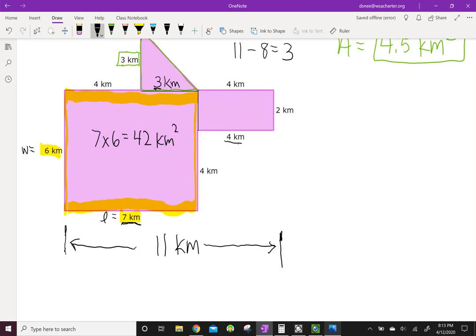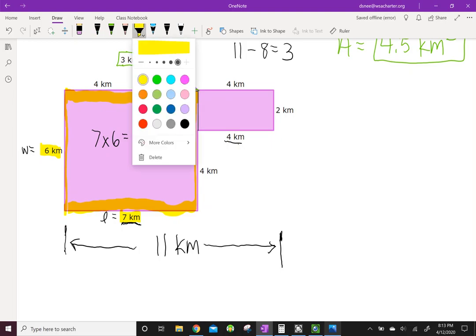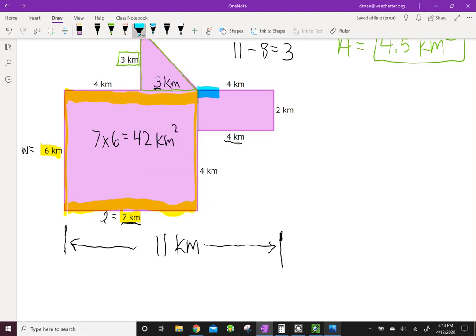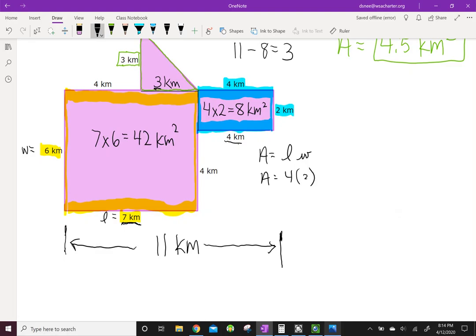And over here on the right, let's see, we've got a blue rectangle, right? This blue rectangle has a length of 4, or a width of 4, and a length or a width of 2. And so 4 by 2 equals 8 kilometers squared, right? Because the area of a rectangle is equal to the length times the width, so the area is equal to 4 times 2, so it's 8.